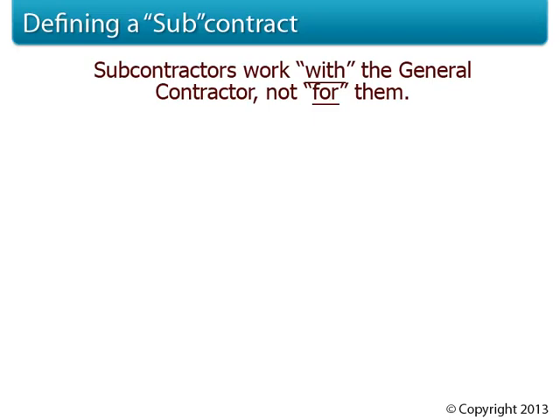Subcontractors work with the general contractor, not for them. Because subcontractors are a lower contractual tier than the general contractor, there's a widespread misconception that subcontractors are subservient to general contractors. This is not true. The general contractor orchestrates the construction operation, but each individual subcontractor is fully and wholly responsible for their own work.